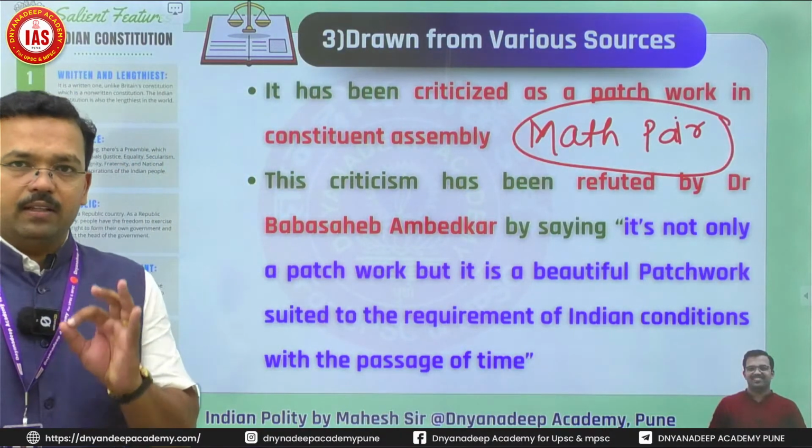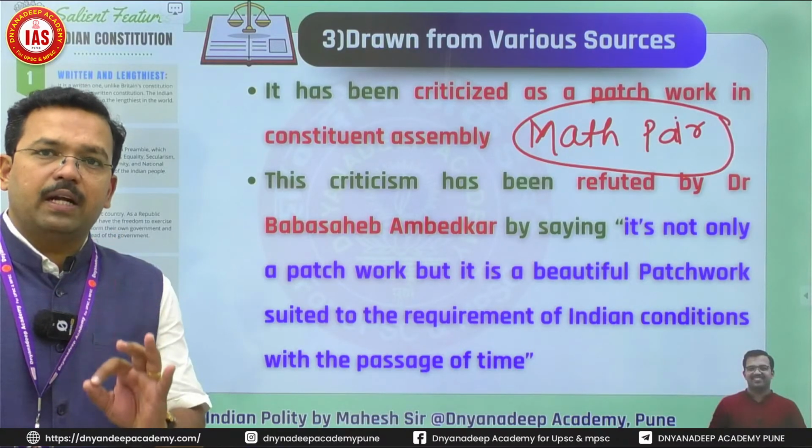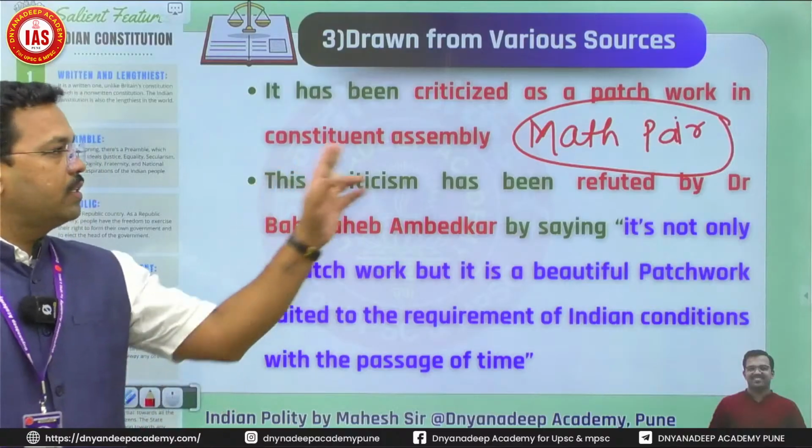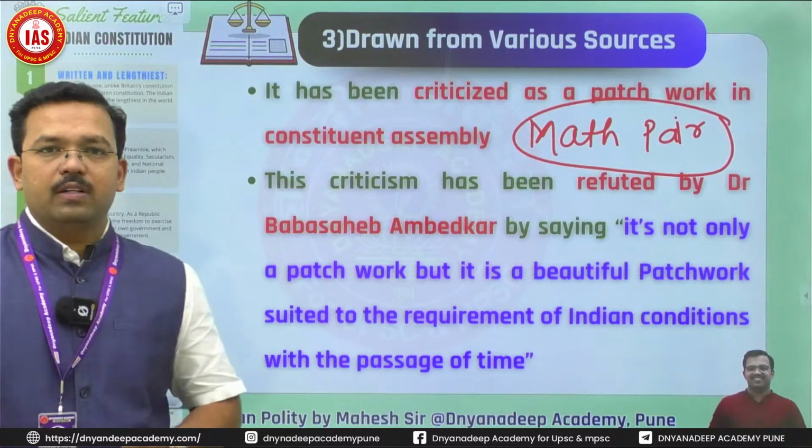I repeat once again, this you have to remember: from which constitution we have taken which part into our constitution. This you have to remember. So this part is very, very important. But here, one very important thing.